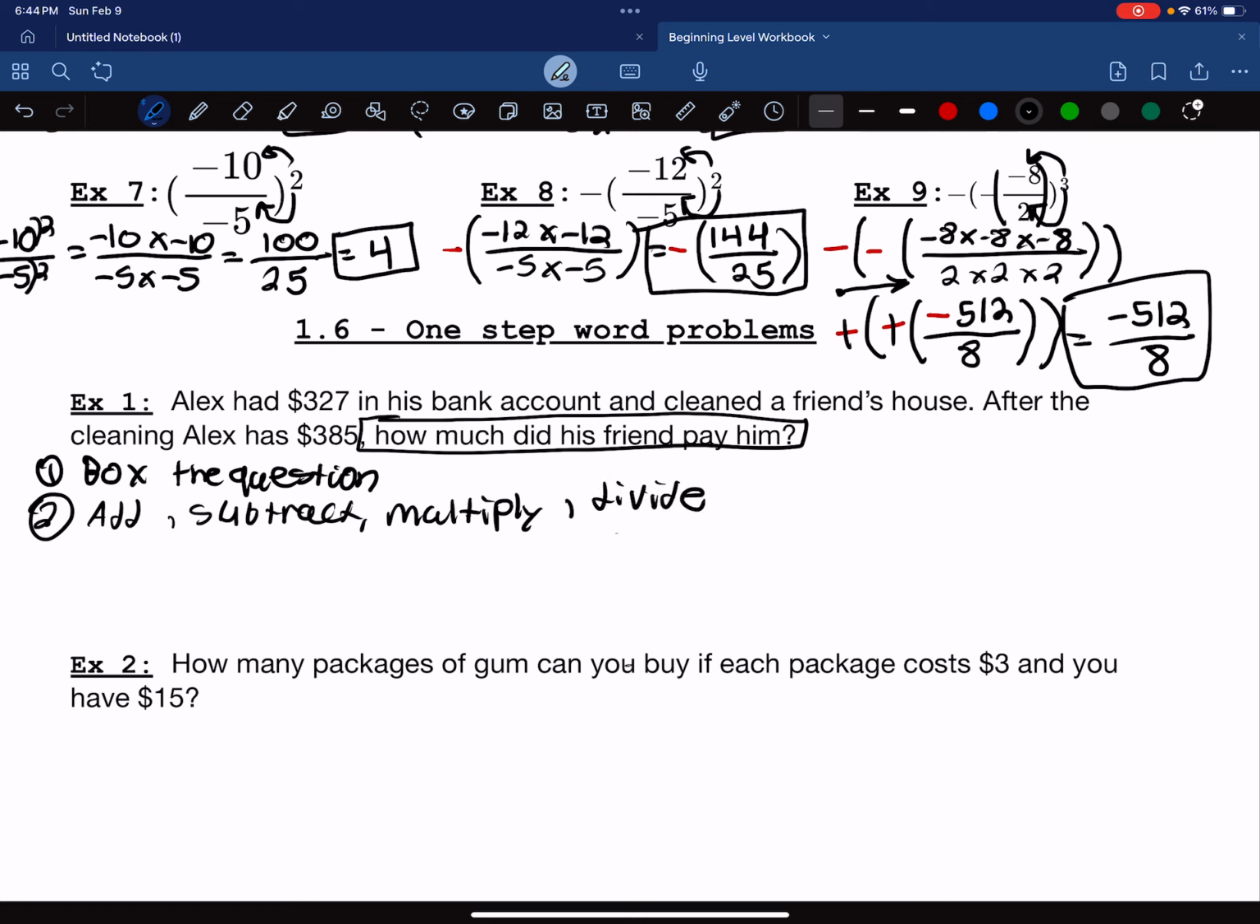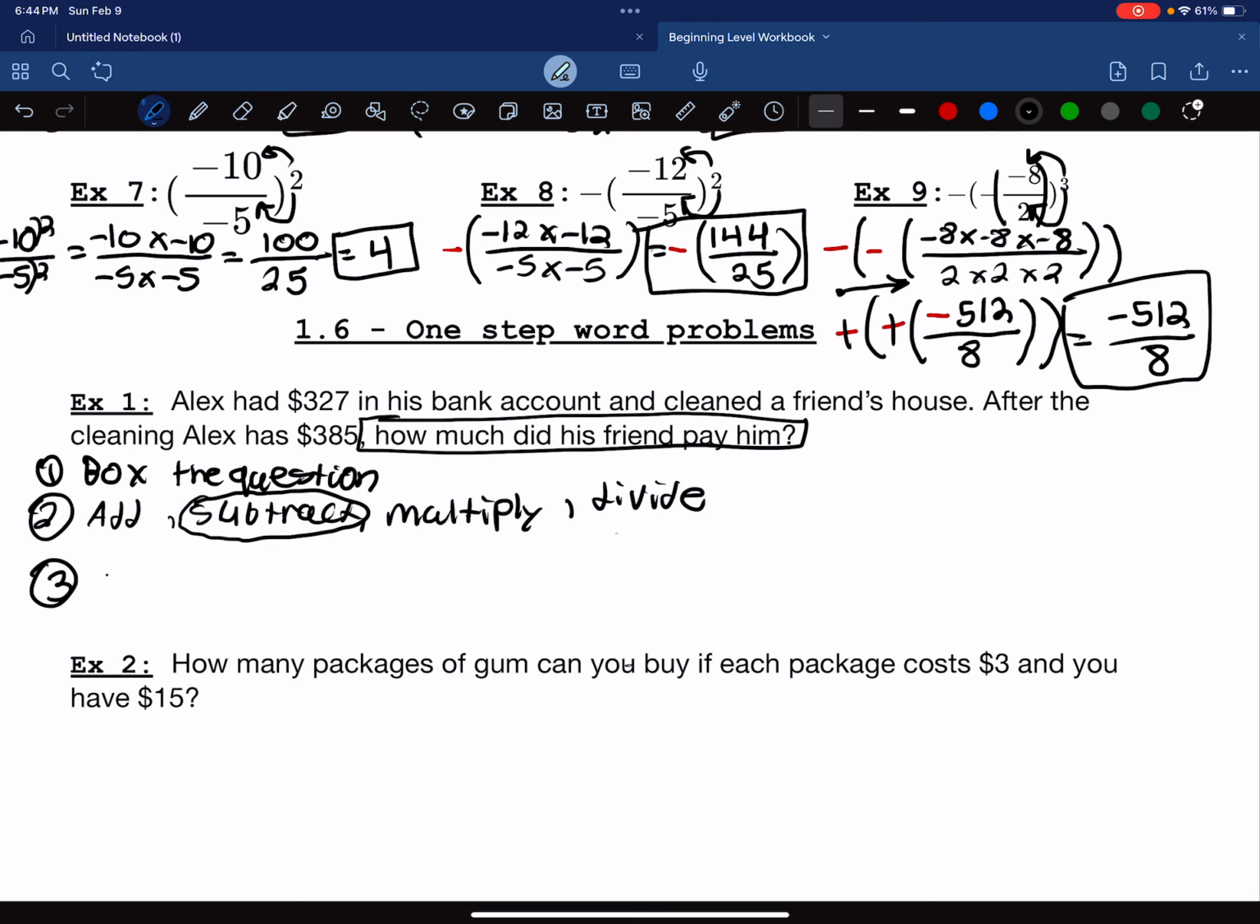So looking at the question, we want to know how much his friend paid him. We know that before Alex cleaned his friend's house, he had $327, and after he cleaned it, he had $385. So what we need to find is the difference or the pay gap between these two numbers. And to do that, we are going to subtract. So now that we got that, our last step is to subtract the two numbers.